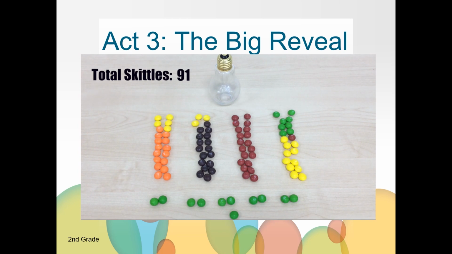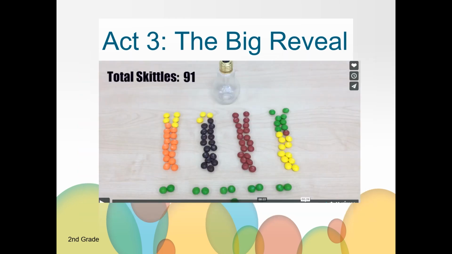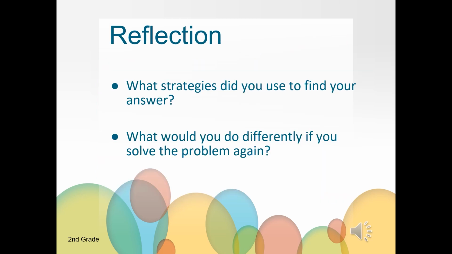There were 91 Skittles in the light bulb. Before we go, let's reflect. What strategies did you use to find your answer? What would you do differently if you solved the problem again?